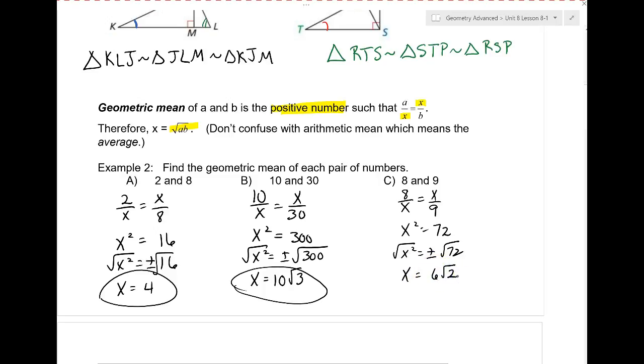Did you guys get x is equal to 6 root 2? Remember, the largest perfect square number that can come out of 72 is 36. So square root of 36 times the square root of 2, so it'd be 6 root 2.